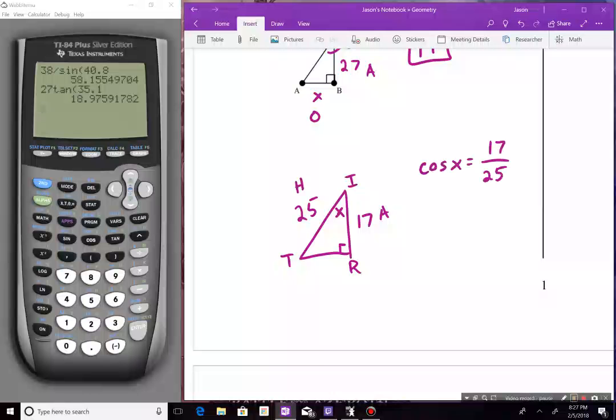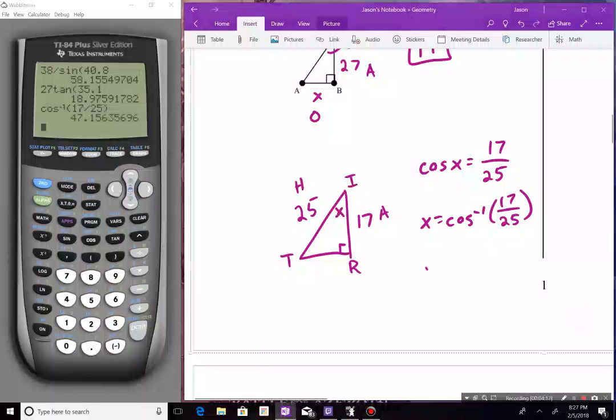The variable's now on the left. So if the variable's on the left, you do the inverse. So this is inverse cosine of 17 over 25. Go to our calculator. To do the inverse, we hit second first. We put in 17 over 25, and it gives us our value that x is 47.2 degrees.